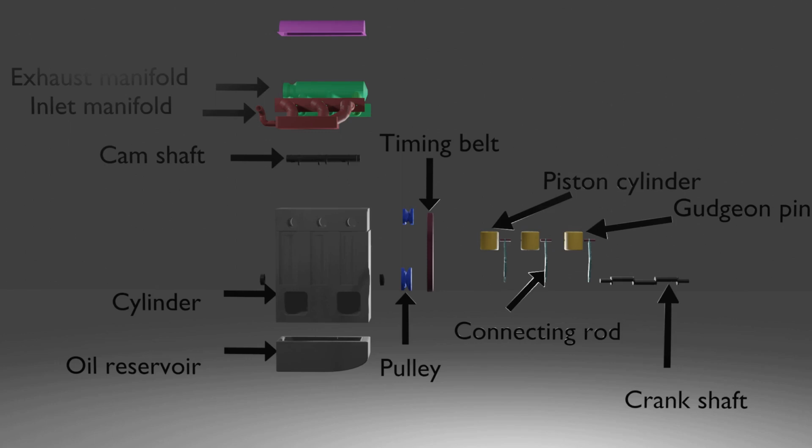Since all the mechanical components are always in contact with each other, a lubrication mechanism is also available in the system. An oil tank is present at the bottom of the engine with an oil pump, which circulates the oil through different parts and also keeps the engine cool.